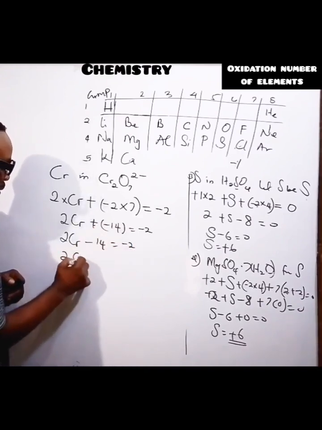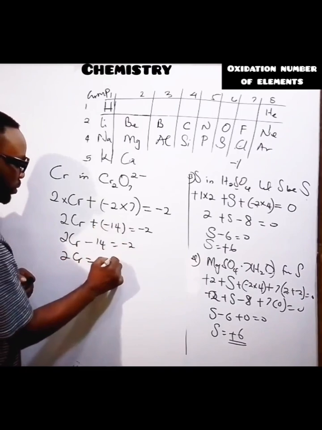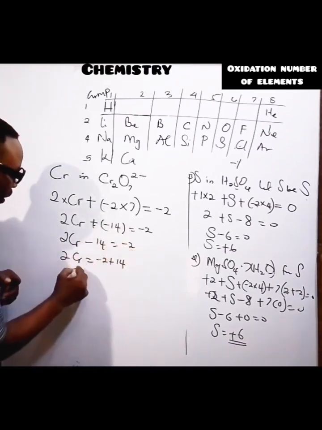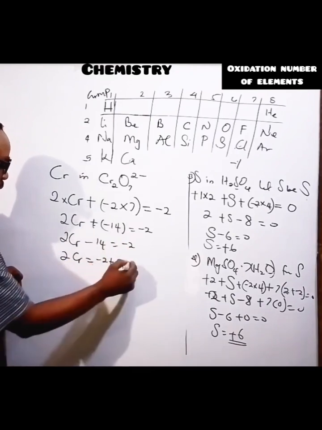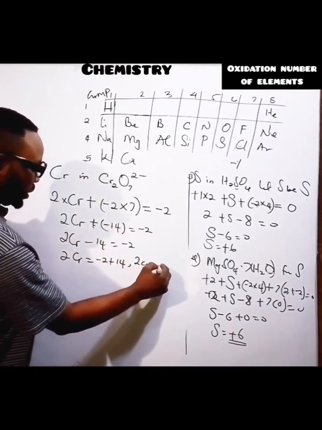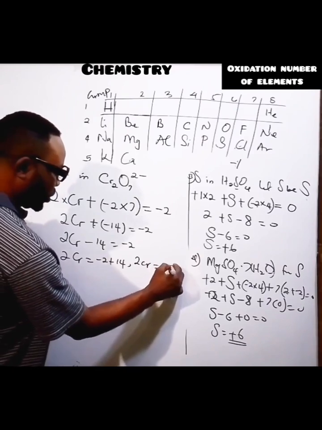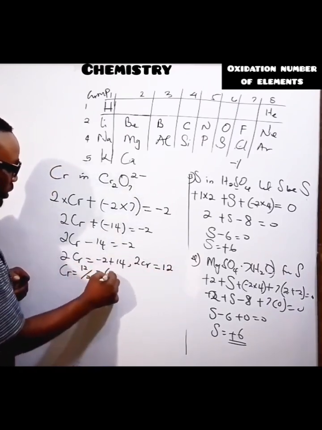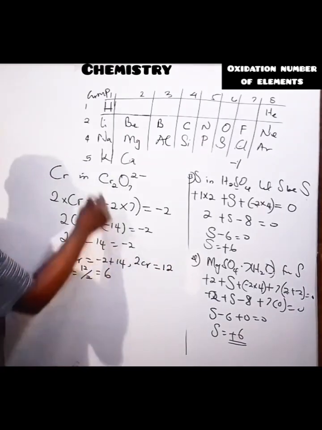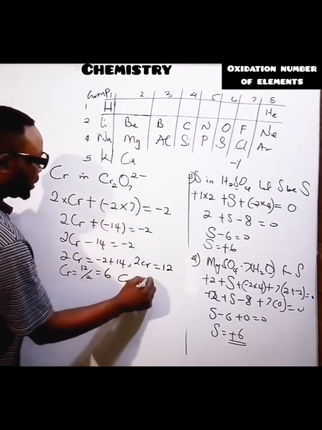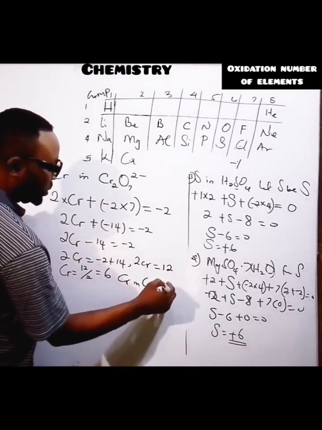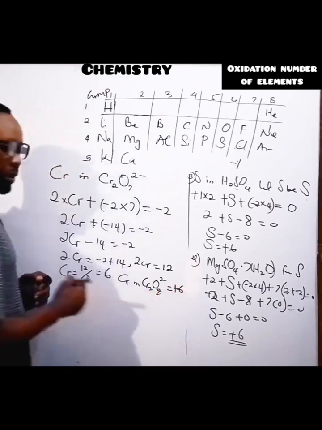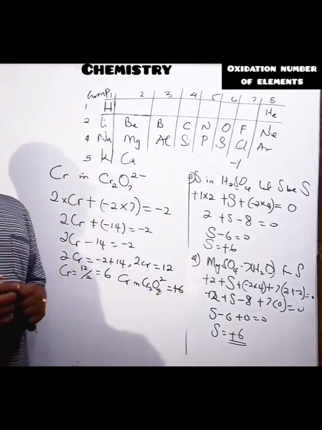So 2Cr equal to minus 2 plus 14. When this one comes across, it becomes plus. So therefore, you now do what? 2Cr is equal to 12. So Cr will be equal to 12 over 2, which is equal to 6. So the oxidation number of chromium in Cr2O7 2- is equal to +6.